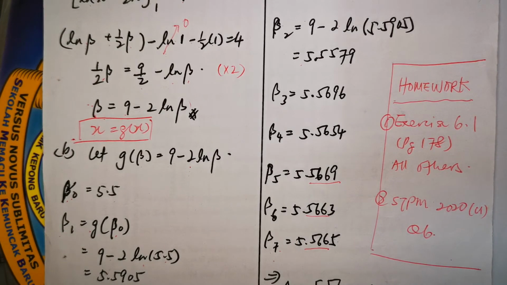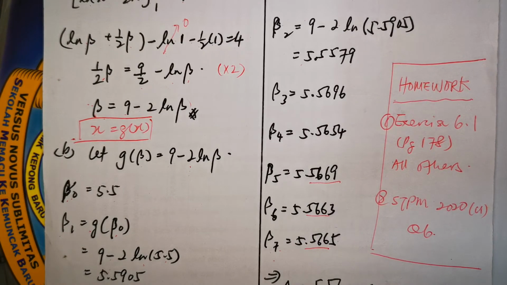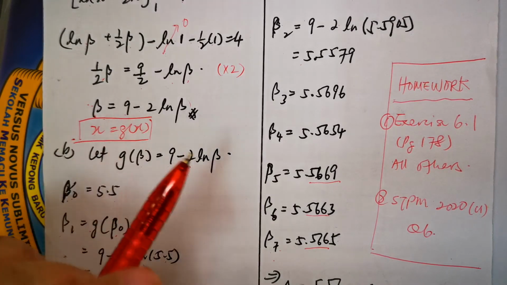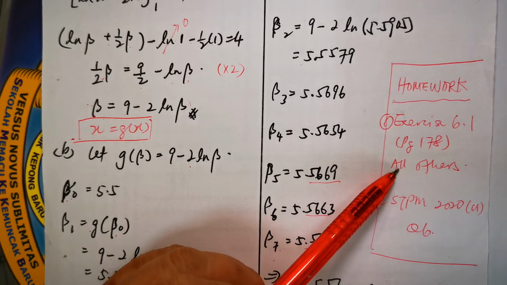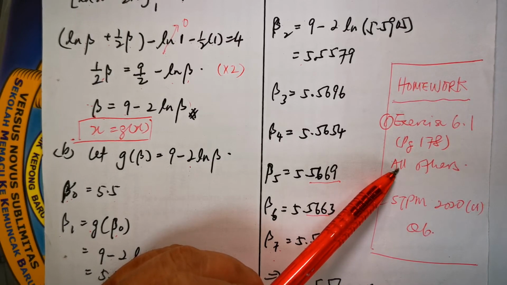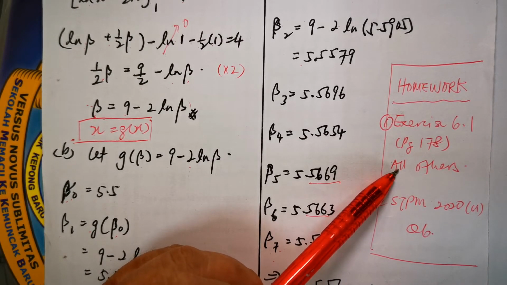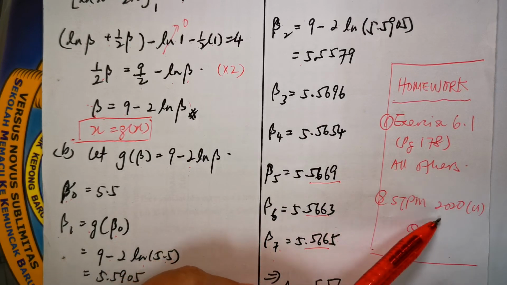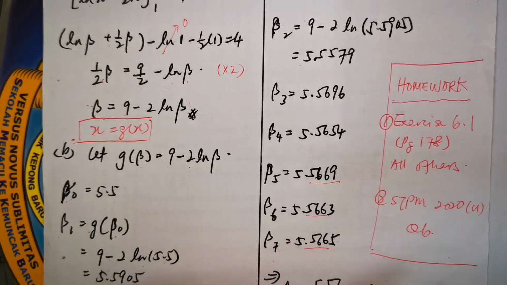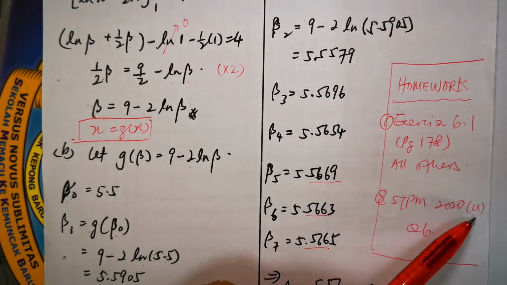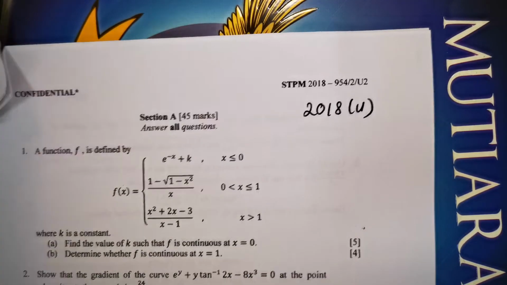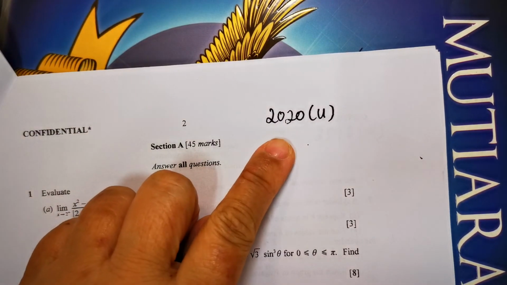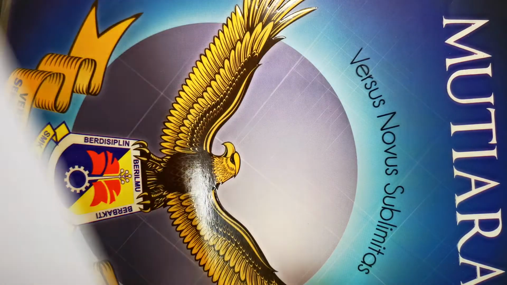It's just that simple. Okay. So your homework will be, as I said, exercise 6.1, which is on page 178. So all the other questions that I haven't discussed, like I said 1A and 3, 4, 5. Then please do the STPM 2020 repeat paper, question 6, also an iterative question. Okay, I'll show you. Yeah, here. 2020 repeat paper, question 6.